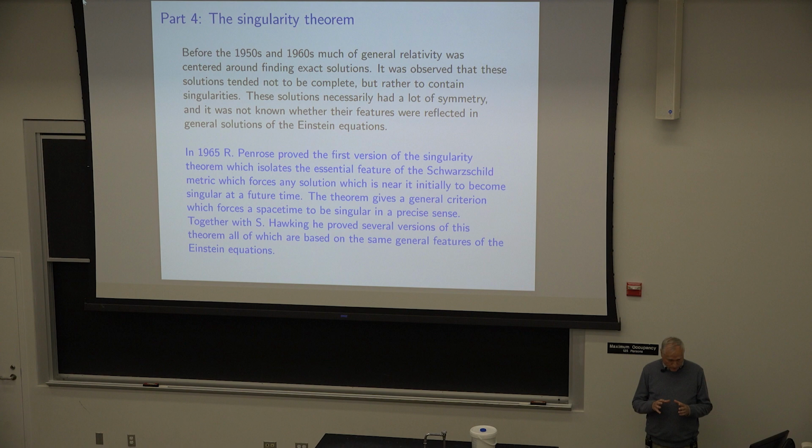So the theorem gives a general criterion which forces a space-time to be singular in a precise sense, and we'll talk about that. But then later, together with Stephen Hawking, they proved several other versions of the theorem, which, for example, lead to statements about the existence of a Big Bang, in a robust set of cosmological models. Generally in relativity, if you have a solution which has a compact Cauchy surface, that's called a cosmological spacetime. It's intended to model the universe rather than Schwarzschild. The Schwarzschild spacetime is only the gravitational field generated by a single object, so it's called an isolated system. And so there are two different types of solutions that one considers.